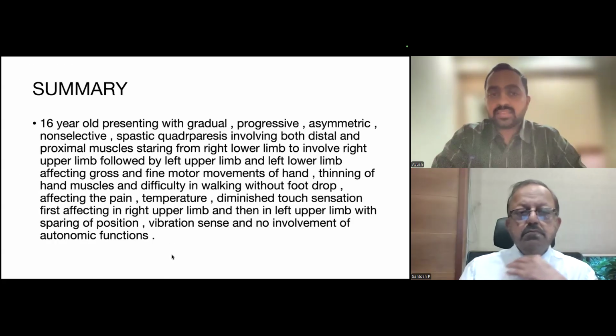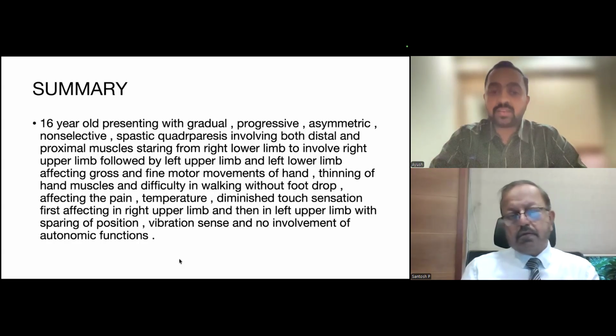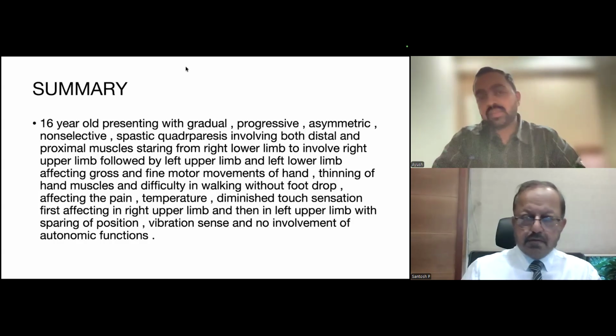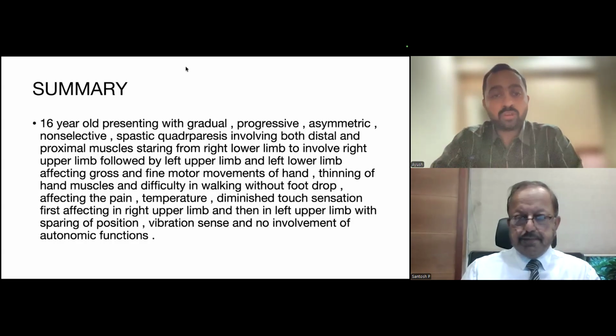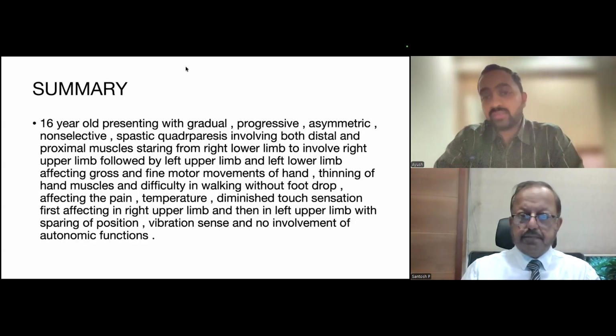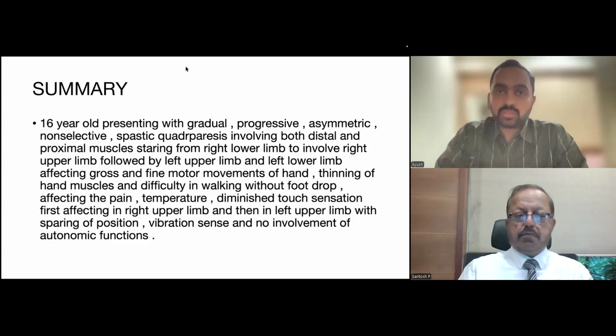So to summarize, a 16-year-old presenting with gradual, progressive, asymmetric, non-selective, spastic quadriparesis involving both distal and proximal muscles, starting from the right lower limb to involve the right upper limb, followed by the left upper limb and the left lower limb, affecting gross and fine movements of the hand, thinning of hand muscles, difficulty in walking without foot drop, affecting pain and temperature, with diminished touch sensation, first affecting the right upper limb, then the left upper limb, with sparing of position and vibration sense, and no involvement of autonomic functions.